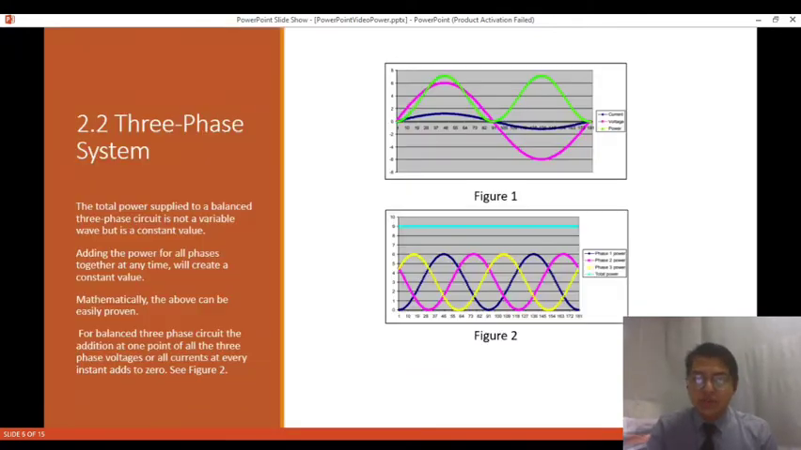I will show you figure 1. Okay, this is figure 1. The top one is figure 1 that we're talking about in 2.1.